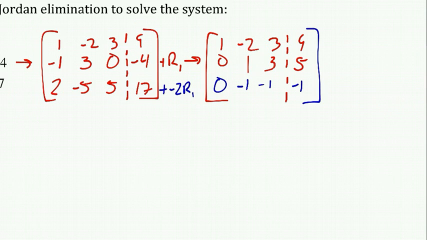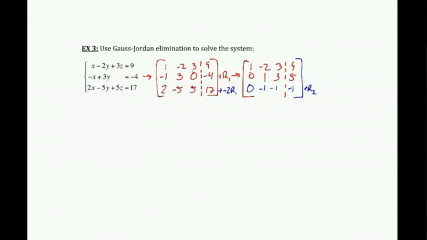Okay, so now this is looking a little nice already. We've got a 1 here, we've got a 1 here, and we've got zeros here. We've got to see if we can make that one a 0. So what I'm going to do is add row 2 to row 3. Now I'm running out of horizontal space here, so I'm going to move this over this way.